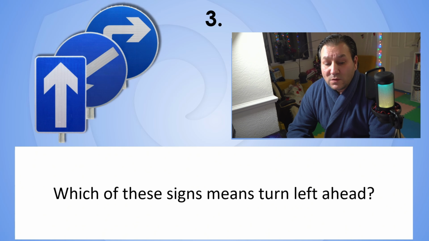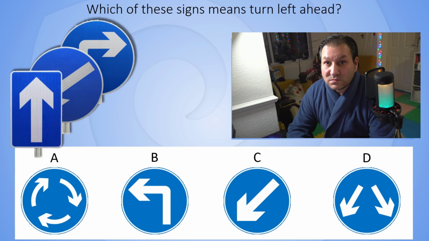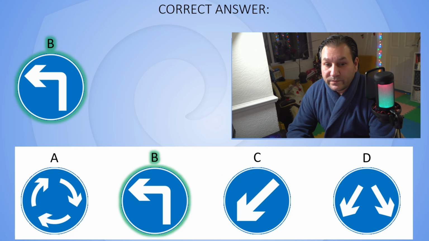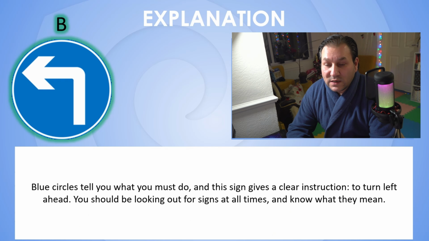3. Which of these signs means turn left ahead? A, B, C, or D? The correct answer is B. Explanation. Blue circles tell you what you must do, and this sign gives a clear instruction to turn left ahead. You should be looking out for signs at all times and know what they mean.